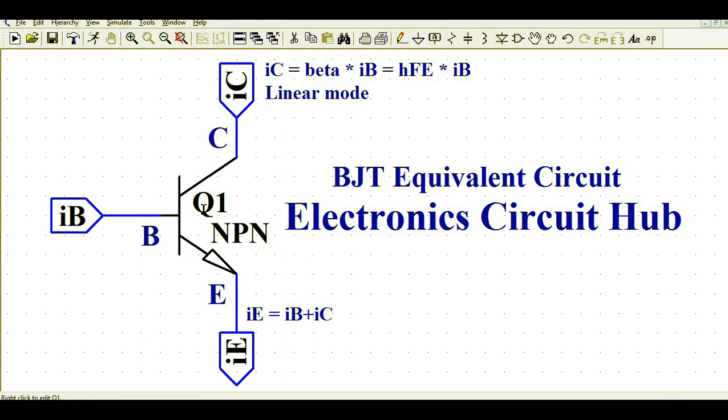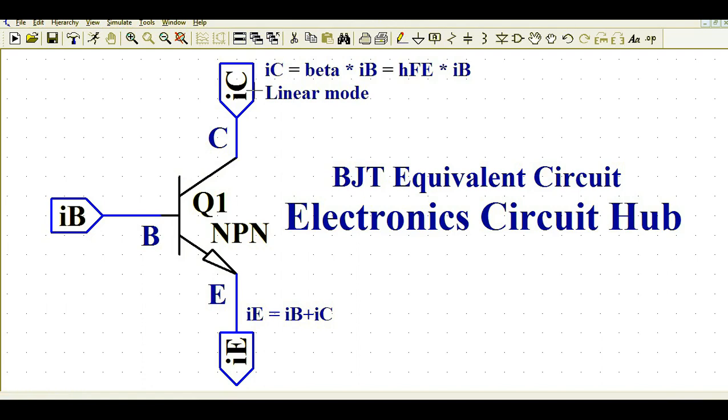If you look at the NPN transistor Q1, it has three terminals: collector, base and emitter. And if you look at the current direction, the collector current direction is inwards, the base current direction is inward, and the emitter current direction is outward. Okay, so the emitter current IE equals IB plus IC.